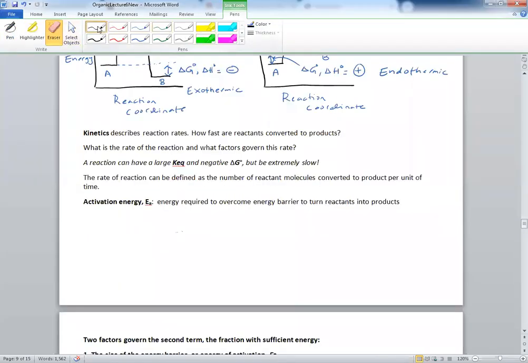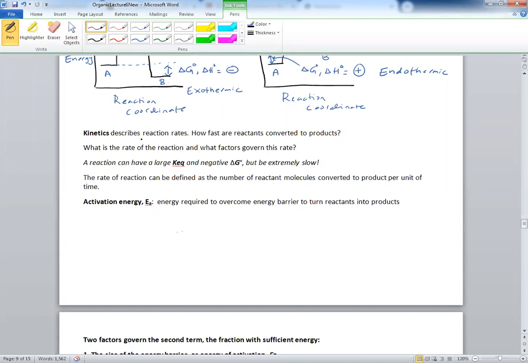Kinetics. You might have heard of it before. Of course, you must have studied it in Gen Chem 2, but I'll give you an example. Pharmacokinetics, there you go. Metabolism, all of this is based on the branch that we call kinetics. And it describes reaction rates.